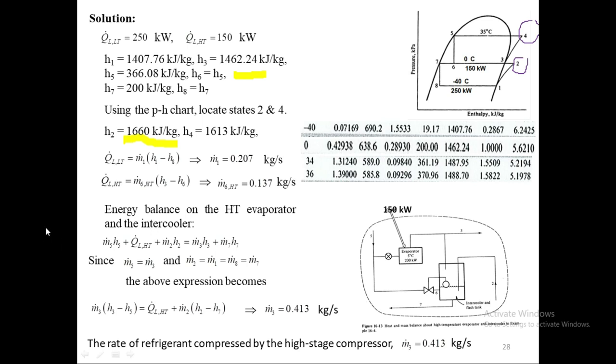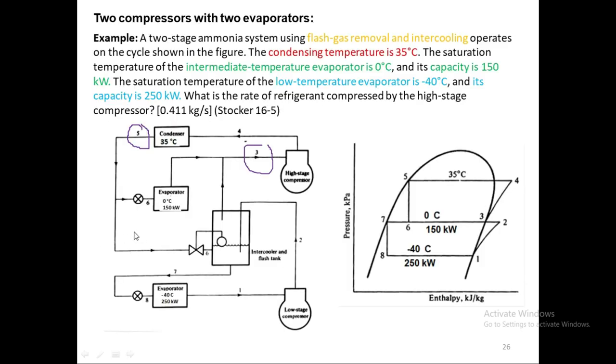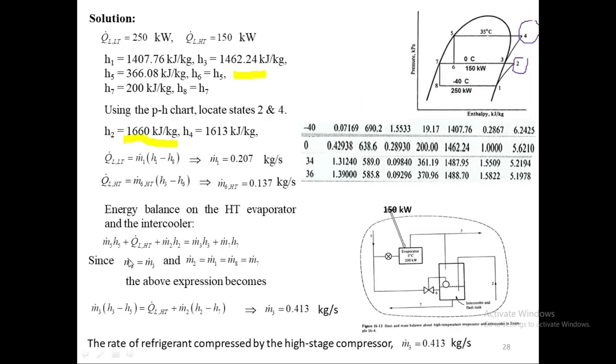So I can replace this M dot 5 here with M dot 3, and M dot 2 and M dot 7 are the same. As you can see in the diagram, M dot 2 is this one here, and M dot 7 is here. Whatever mass comes out of the flash tank, the liquid refrigerant, will go into the low temperature evaporator. From there it will pass on to the low stage compressor, and then from the outlet of the low stage compressor, 2 and 7 are the same. So I'm going to replace that.